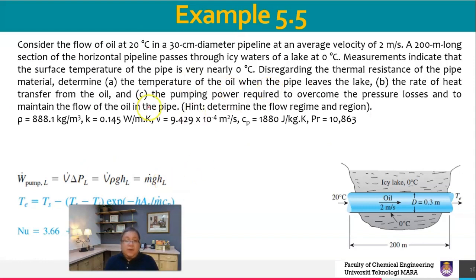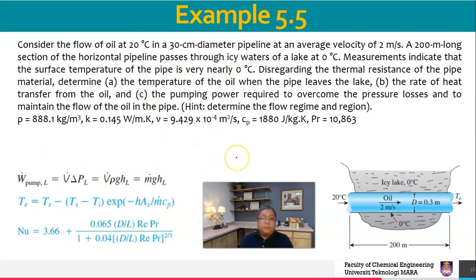Okay, this one is a very long example. Okay, no problem. Let's go one by one, yeah. Okay, all right. Let's go with this example 5.5. You have to consider the flow of oil at 20 degrees C. Okay, and okay, the flow of oil. This one is 20 degrees C, Ti.